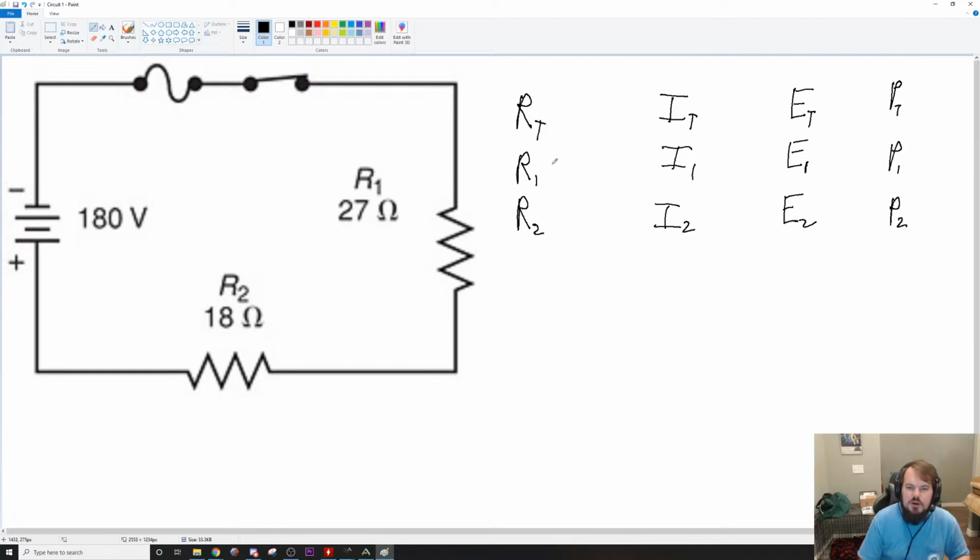Okay, we know R1 is 27 ohms. We know R2 is 18 ohms. We know E total is 180 volts.